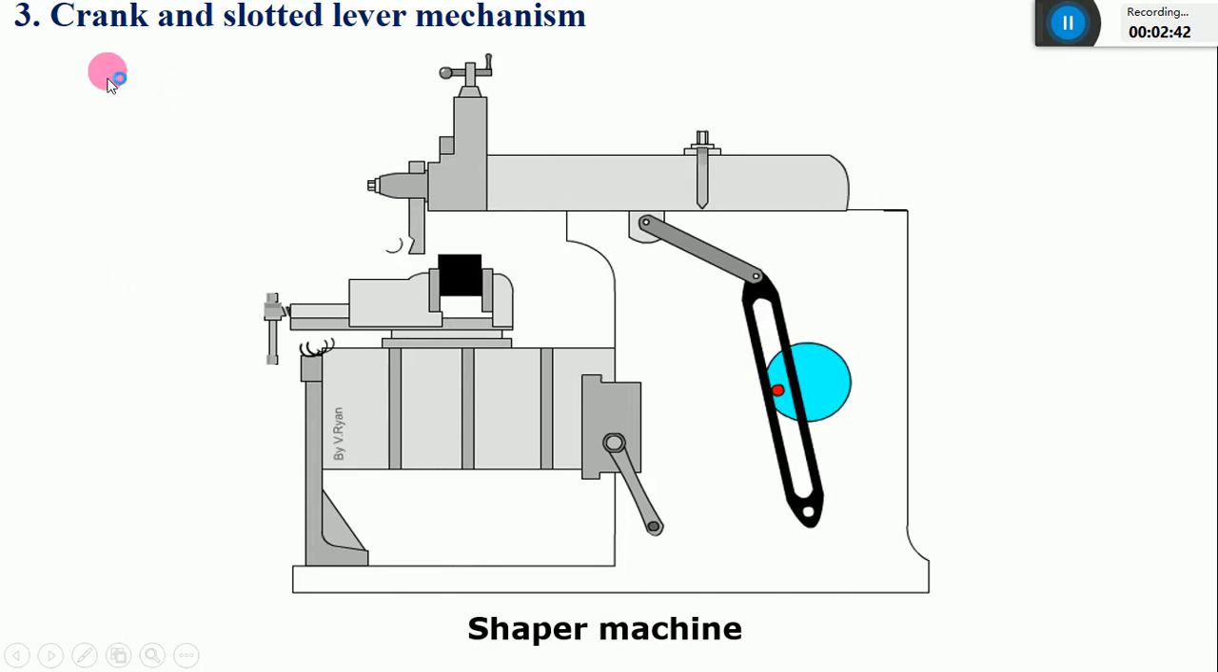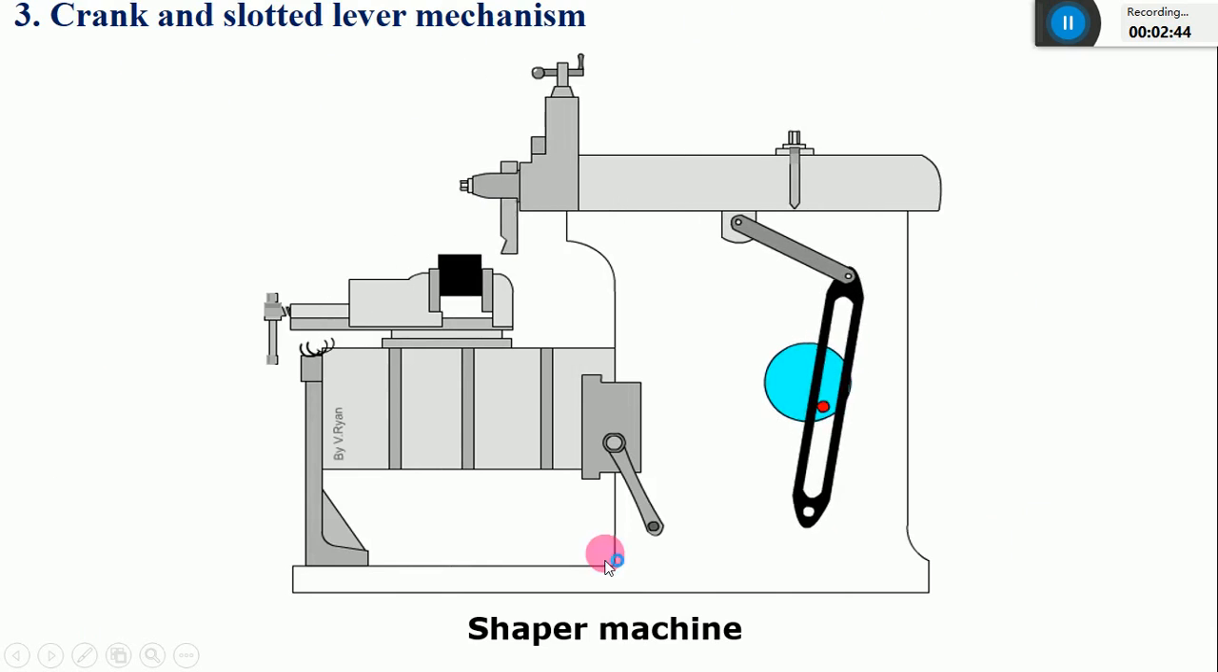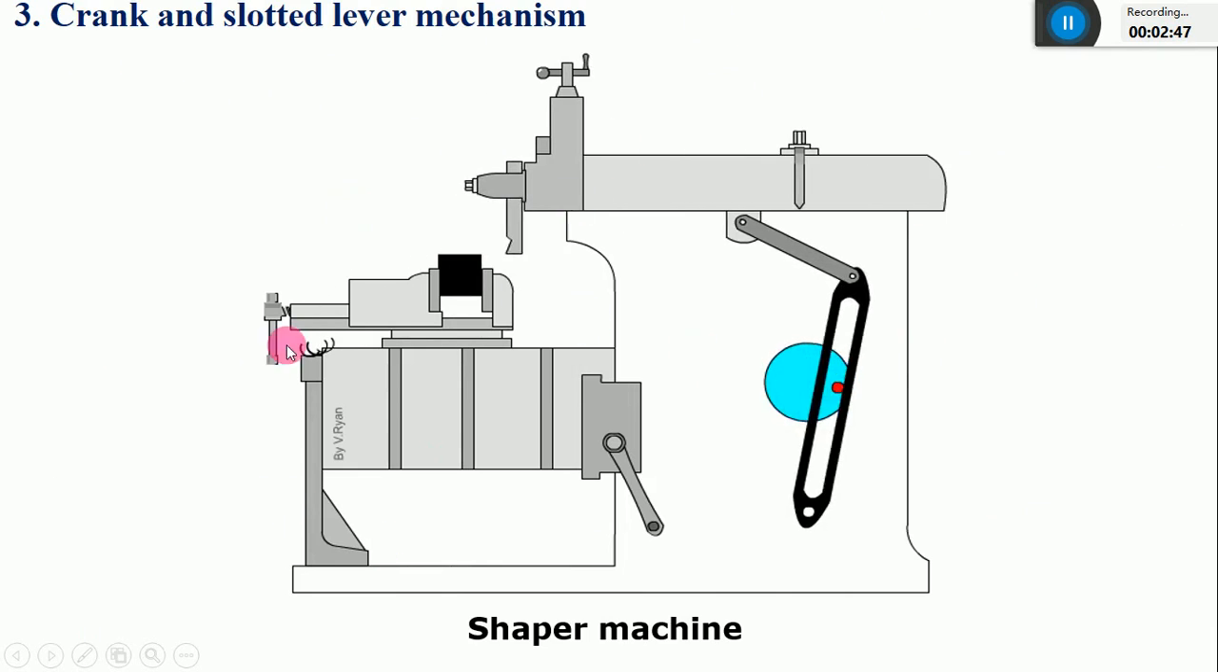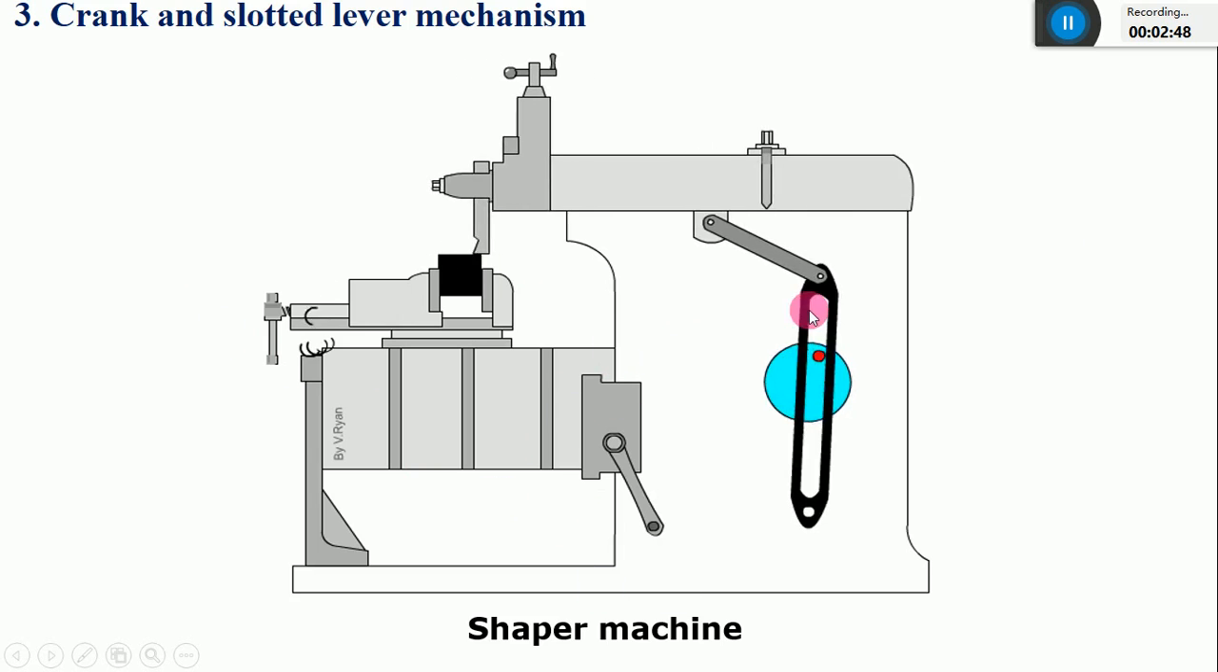Please let me know whether this screen is visible or not. This shaper machine. Yes, sir, visible. Okay, thank you.